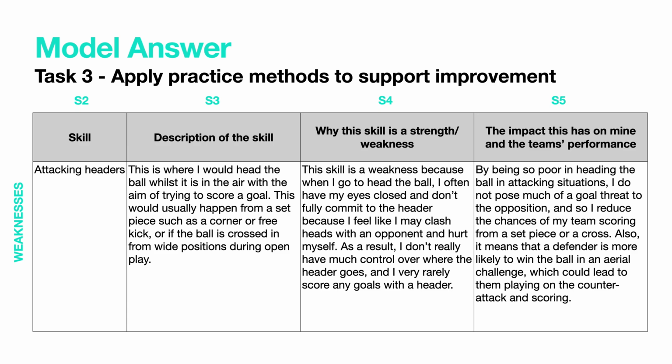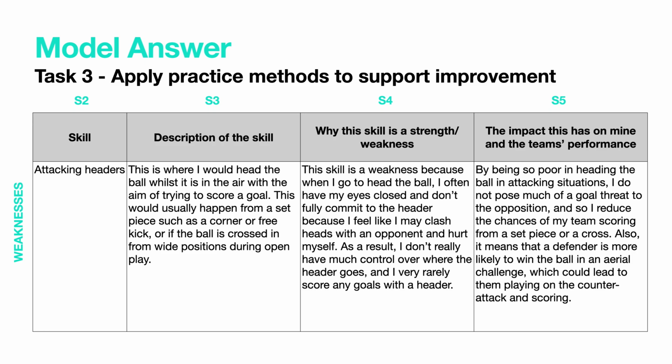So S4 then, why is it a weakness? So it's a weakness because when I go to head the ball, I have to have my eyes closed and don't fully commit to the header because I feel like I may clash heads with an opponent and hurt myself. As a result, I don't really have much control over where the header goes, and I very rarely score any goals with a header. So again, 2 or 3 sentences giving a lot of detailed information there as to why it's a weakness.